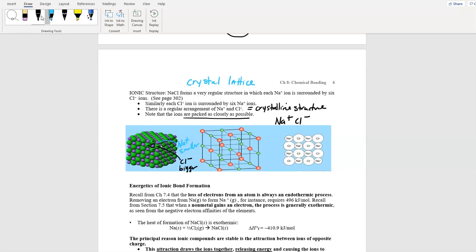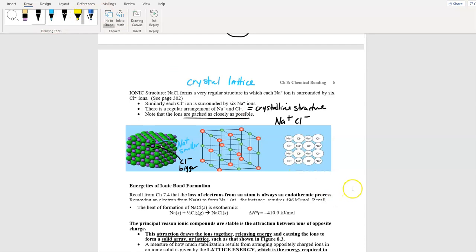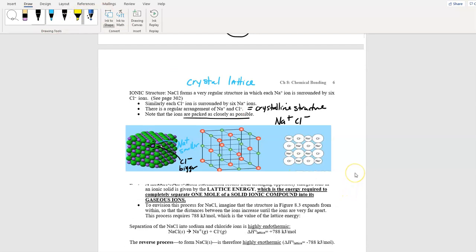So in 7.4, let's get to some energy. How is this whole thing about trends? How are they related? So recall 7.4, aka ionization energy. The loss of an electron from an atom is always an endothermic process because you always need energy to lose that electron. You always, always need it. So removing that 1 electron from sodium in the gaseous state to form an ion in the gaseous state requires 496 kilojoules per mole. And this information is just from 7.4.